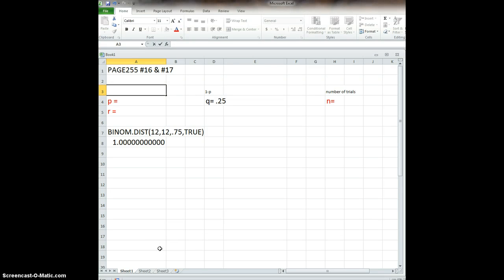I wanted to work through a couple of binomial distribution problems to give you guys some examples to look at. I'm going to do number 16 and 17 from page 255 at the end of section 6.3.